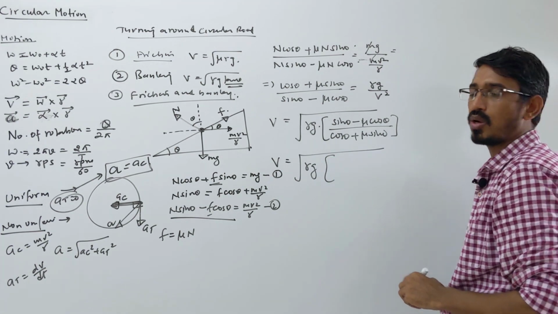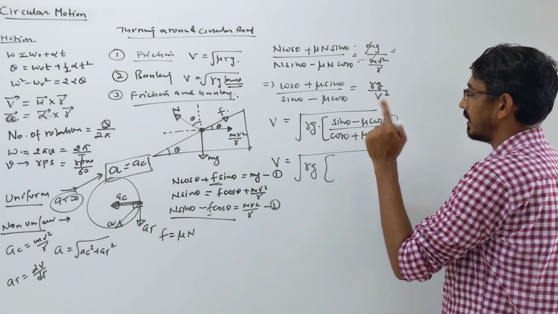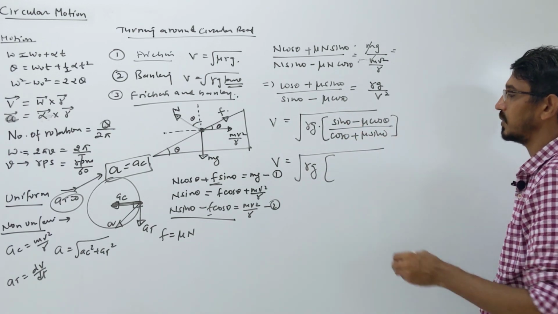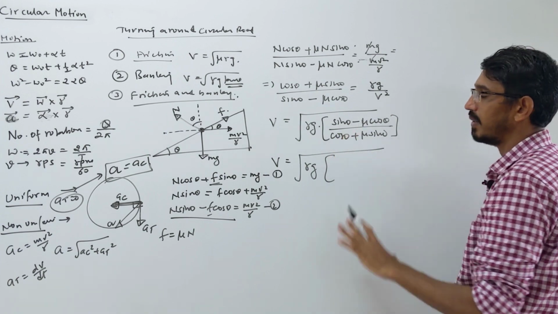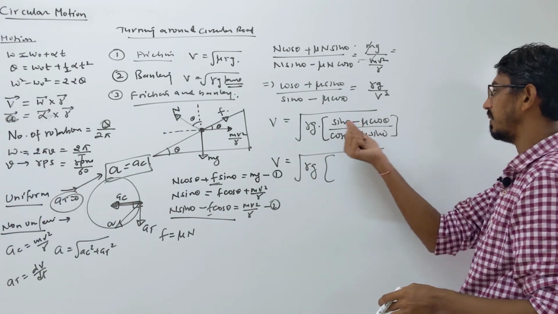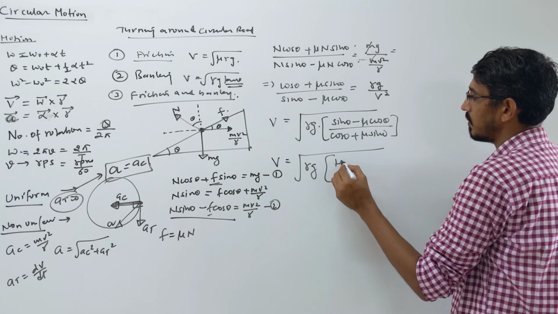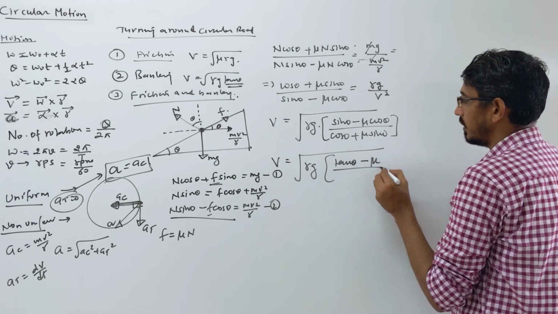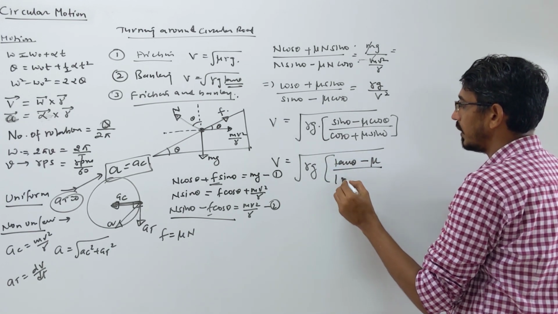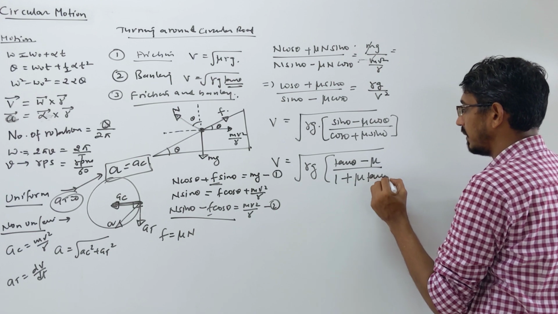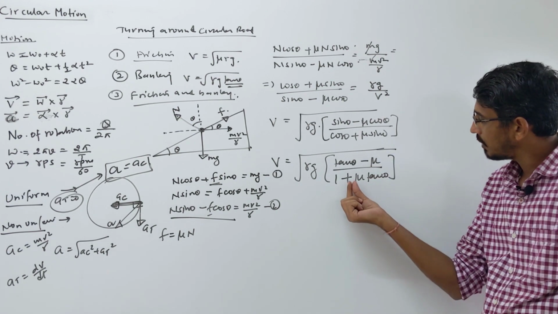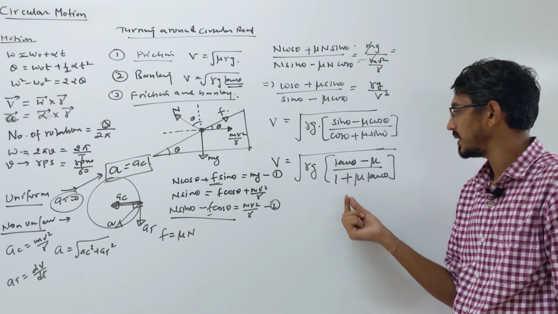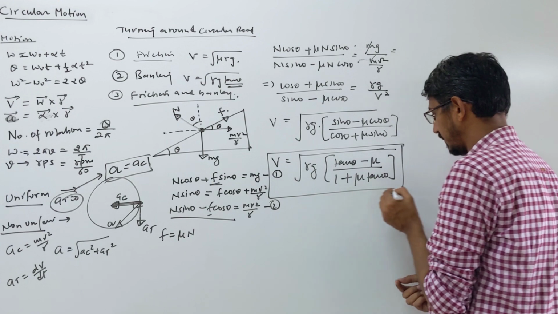Now we have to get the answer in terms of tan theta, so let's divide everything by cos theta. Sin by cos becomes tan theta here, minus mu; cos by cos is gone; and here 1 plus mu tan theta. So what mistake did I make? I wrote the sign wrong here while calculating. So this is the correct formula, please check it, okay.